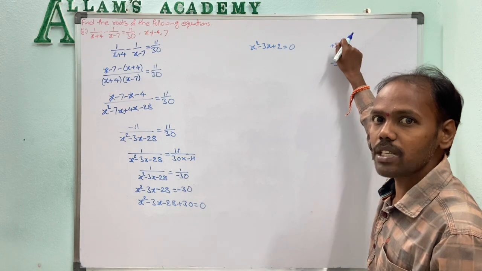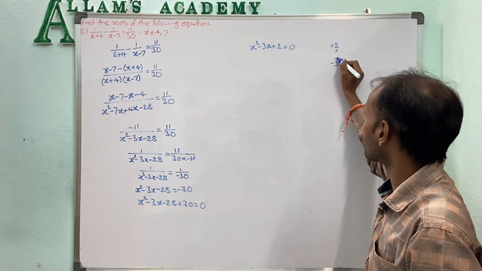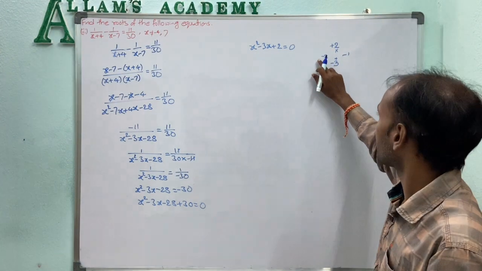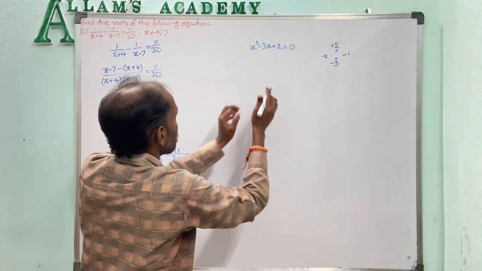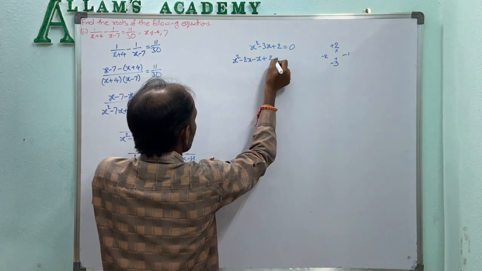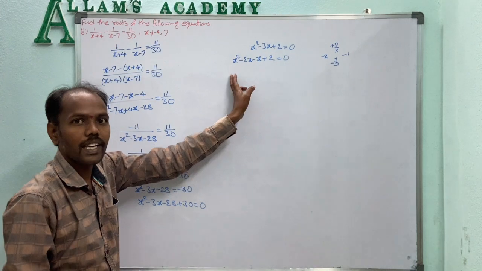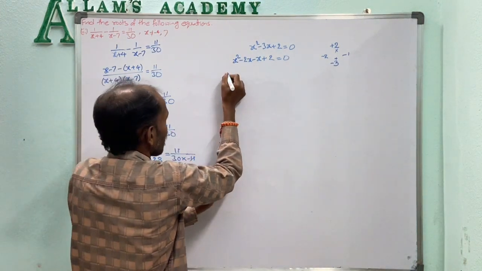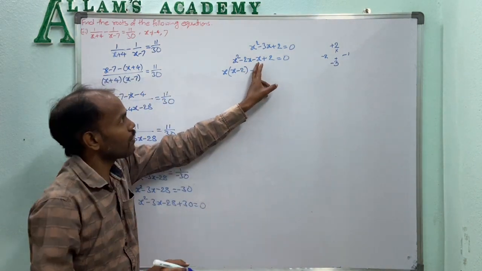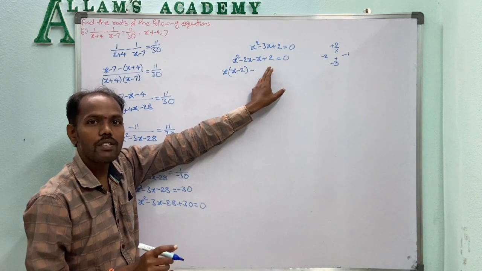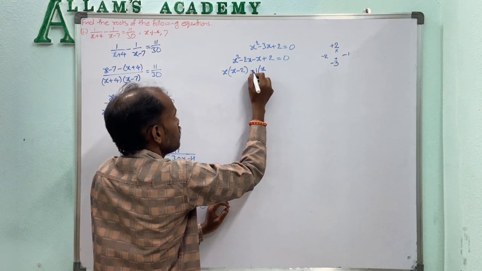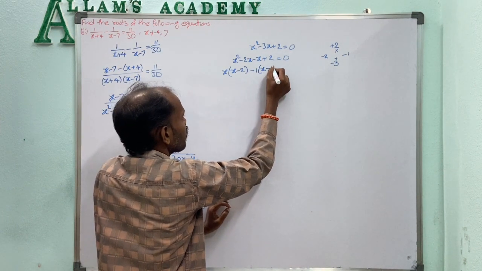That means which two numbers have product plus 2 and addition minus 3? That is nothing but minus 2 and minus 1. Minus 2 into minus 1 is plus 2, minus 2 minus 1 is minus 3. That means in the place of minus 3x, now we are writing minus 2x minus x plus 2 equal to 0. Now x square means we can write x into x, and 2x means we can write 2 into x. So taking x common, we can write x into x minus 2. Now x means we can write 1 into x, 2 means 1 into 2. So in both, 1 is common. So taking minus 1 common, here minus into plus is nothing but minus 1 into x minus 2 equal to 0.